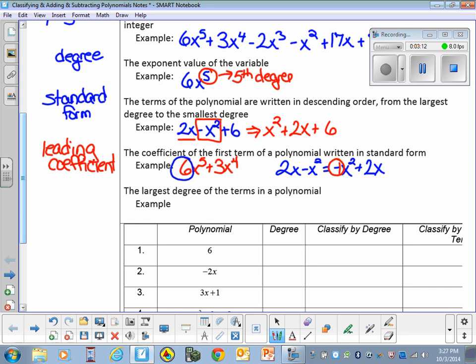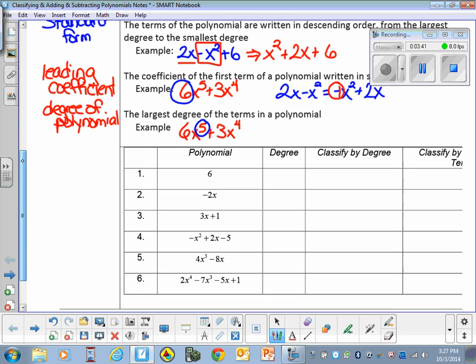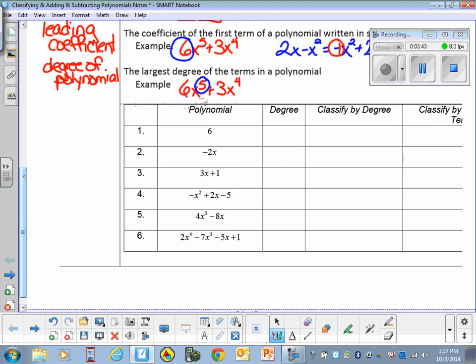The largest degree of the terms in the polynomial is the degree of the polynomial. Okay, we had degree of the term, and there's also degree of the polynomial. So coming back to this 6x to the 5th plus 3x to the 4th, this is a 5th degree polynomial. So let's look at some examples here in terms of classifying.